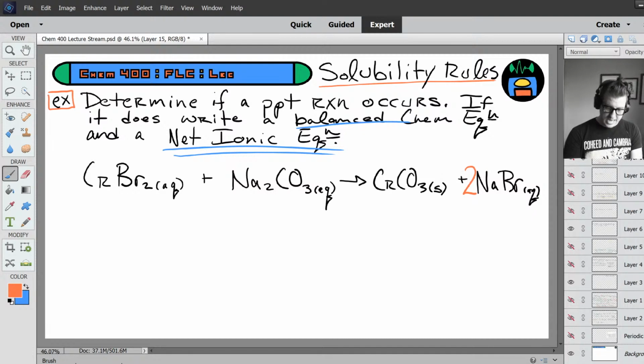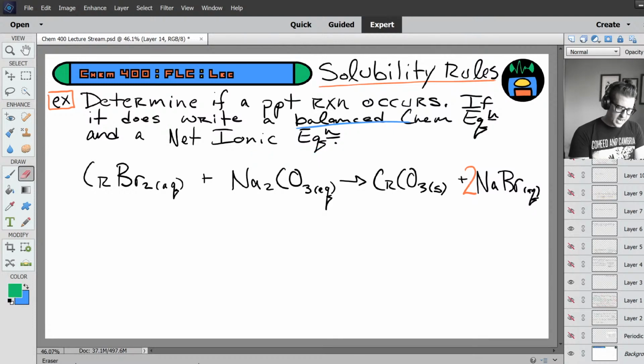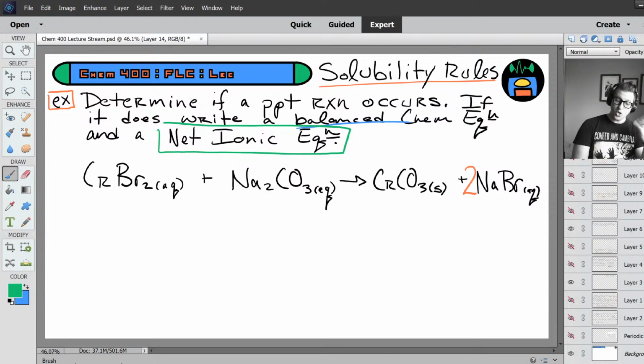Next, let's look at the net ionic equation. Now, I'm actually going to tell you a secret. When it comes to writing the net ionic equation, I've got a quick and dirty secret. One way you can do it is by taking the balanced chemical equation, writing a total ionic equation, looking for spectator ions and canceling them. Totally fine way to do it.